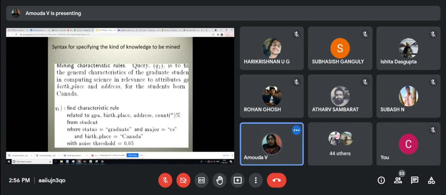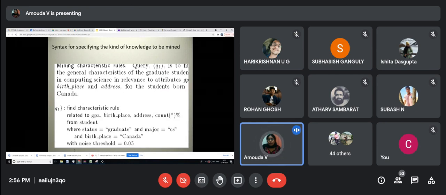Students can understand it very easily. These attributes are selected from the table student. Where is the condition? Status should be graduate student, and major should be computer science or computing science, whatever, and their birthplace should be Canada. This is the complete query they are asking for here.